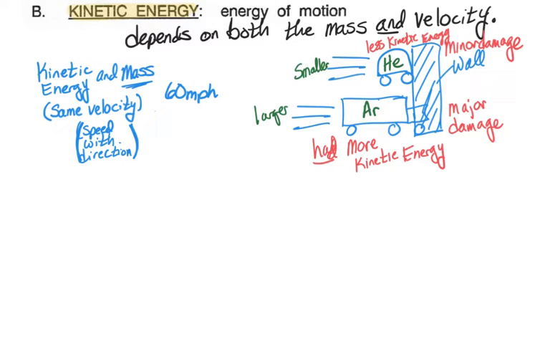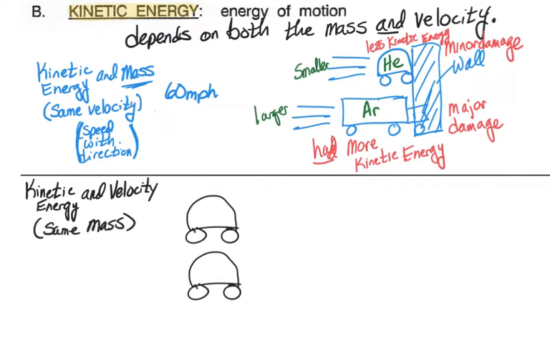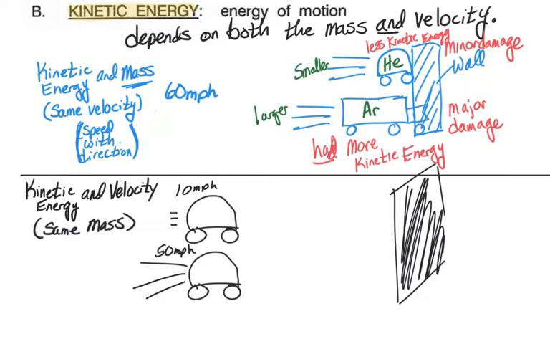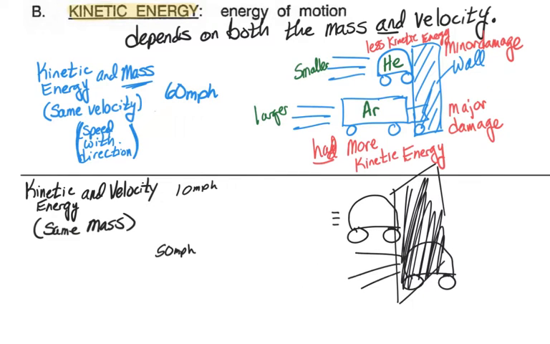Now let's look at the velocity. In this case, we're going to use two things that are the same mass. Let's say they're two VW bugs. One's going 10 miles an hour, and the other one's going 50 miles an hour. Sorry for the excessive violence, but now we're going to crash into a wall again. Which one will cause more damage? The one that's going 10 miles an hour or the one that's going 50 miles an hour? Well, hopefully you could guess that the one that's going 50 miles an hour will do far more damage.